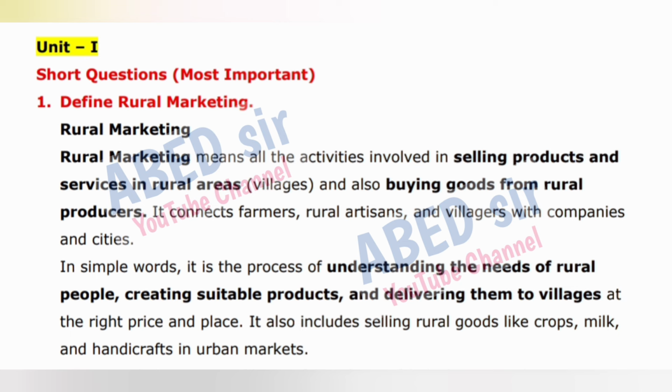Rural marketing means all the activities involved in selling products and services in rural areas, villages, and also buying goods from rural producers. It connects farmers, rural artisans, and villagers with companies and cities. In simple words, it is the process of understanding the needs of rural people, creating suitable products, and delivering them to villages at the right price and place. It also includes selling rural goods like crops, milk, and handicrafts in urban markets.